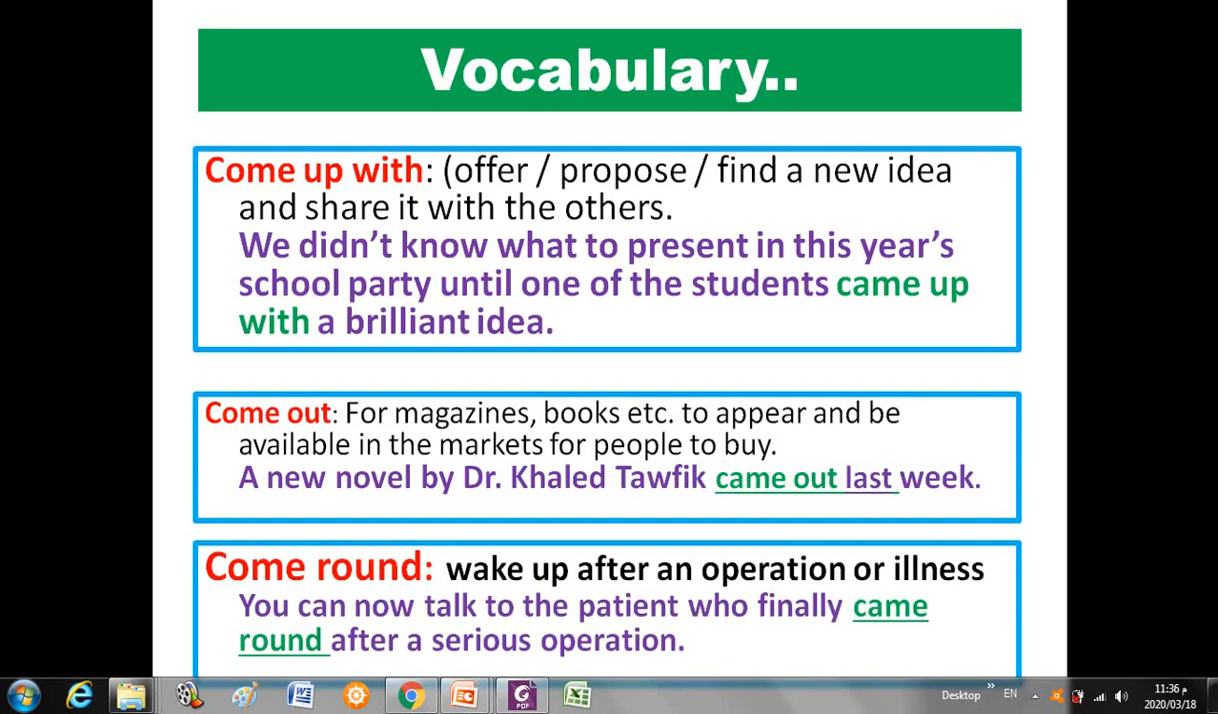Okay, now we come to the word come round. Come round means wake up after an operation or illness. You can now talk to the patient who finally came round after a serious operation. Okay, so come round means wake up after an operation or an illness.